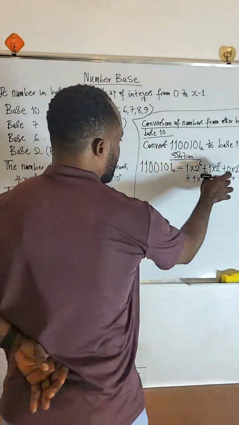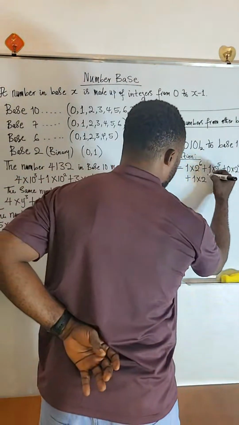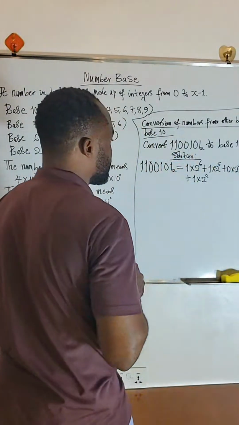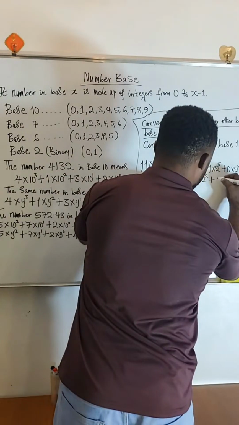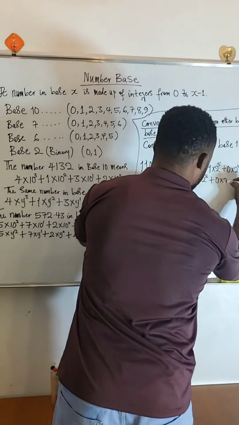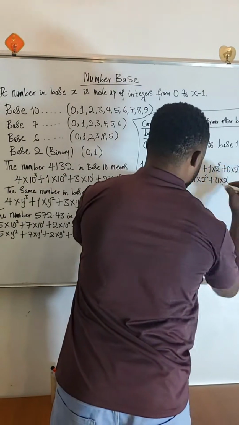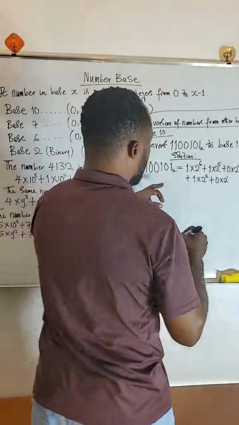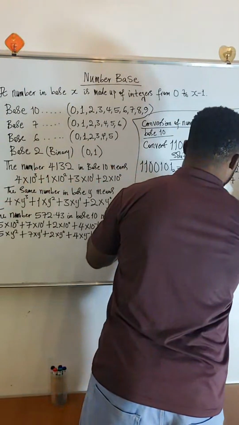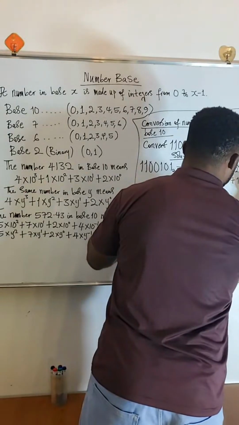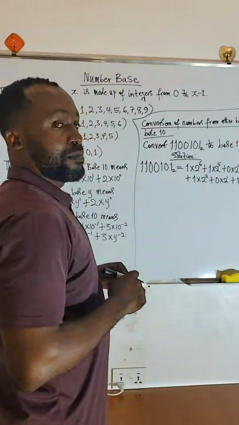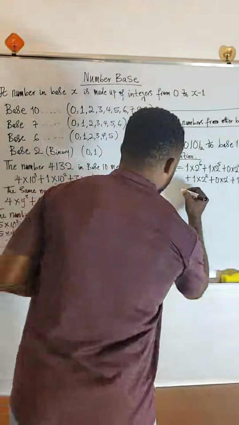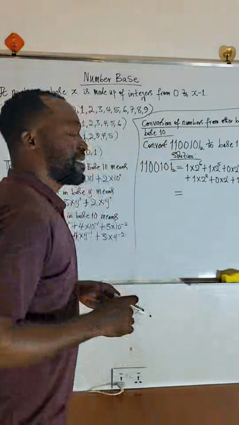Okay, raised to the power of 2, and then plus 0 times 2 raised to the power of 1. Then finally plus the last digit, 1 times 2 raised to the power of 0. Okay, so let's add it together.